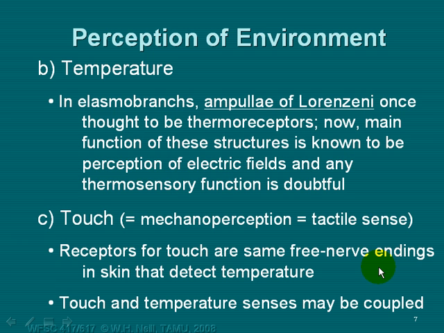And some of the experiments that would suggest that are things like if you mechanically stimulate the skin of a fish at the same time you change the temperature, it's more sensitive to the temperature change than if you don't. So touching it with a little glass rod, even though that glass rod is neither warm nor cool relative to the water, tends to enhance the fish's ability to detect the fact that temperature is changing. That's the kind of information that's been used to argue that touch and temperature senses are coupled.